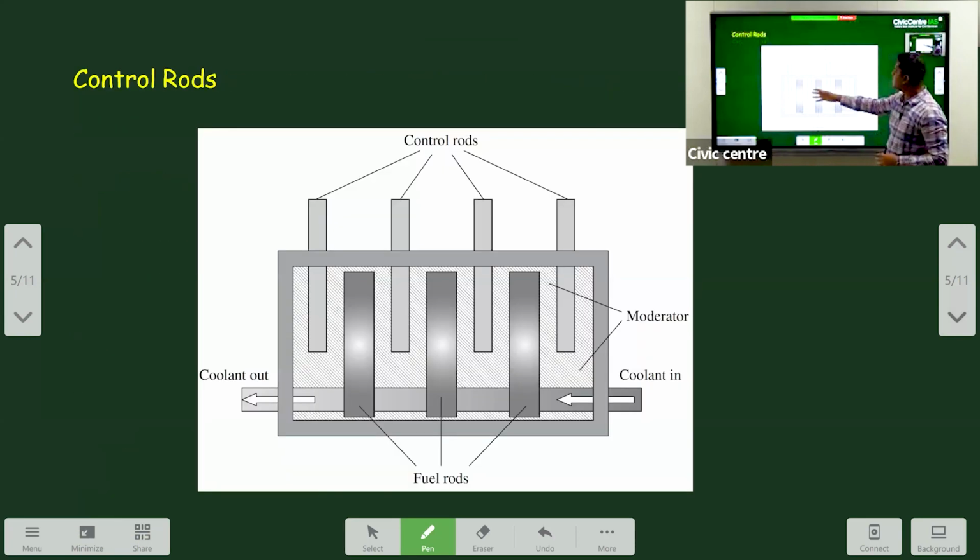Now, these are the control rods. You can see the picture. And these are the fuel rods which are attached in a grid pattern. From here, the coolant is going to come in, and from here, the coolant is going to go out.